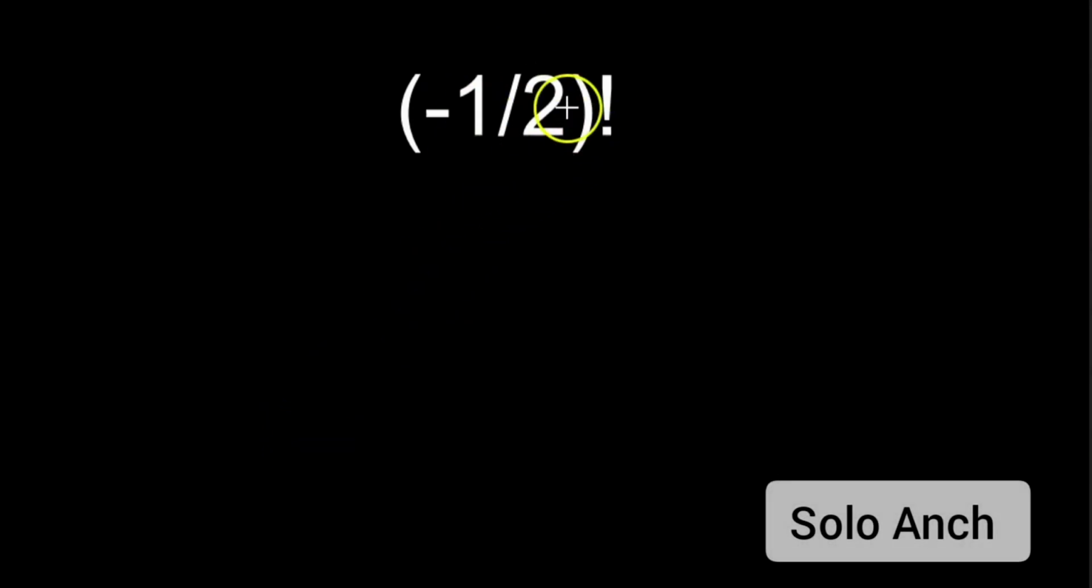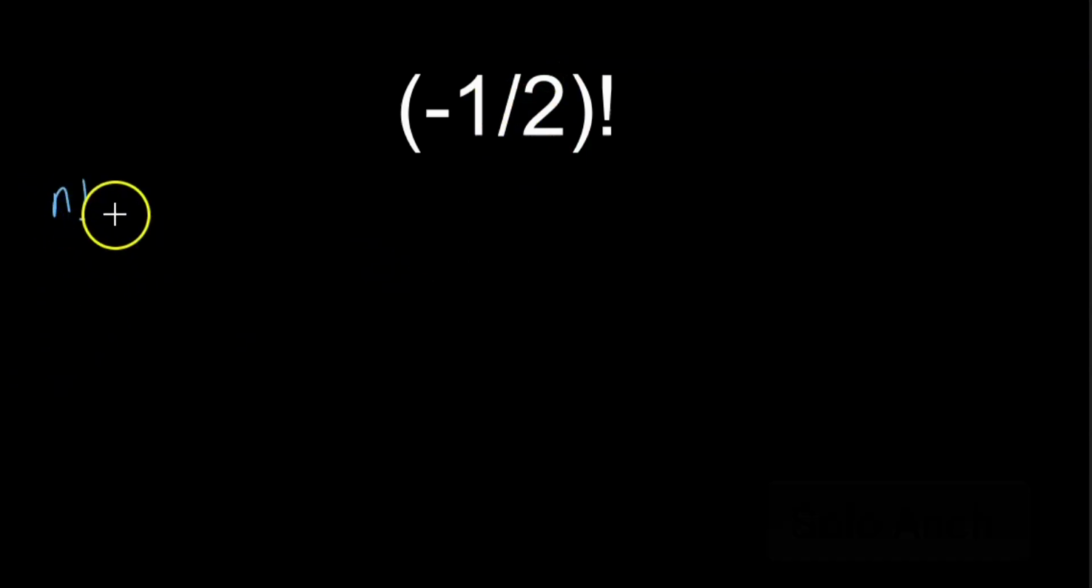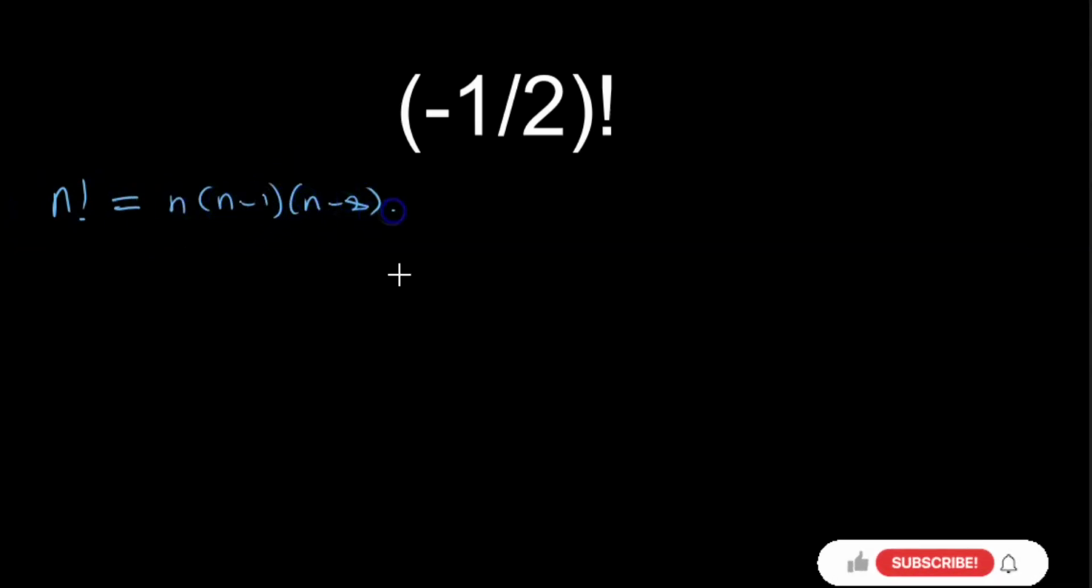My name is Ange, and in this video we're going to find out the value of negative 1/2 factorial. Suppose we have a non-negative integer n, then n factorial is the same thing as n times n minus 1 times n minus 2 and so on and so forth, up to 3 times 2 times 1.